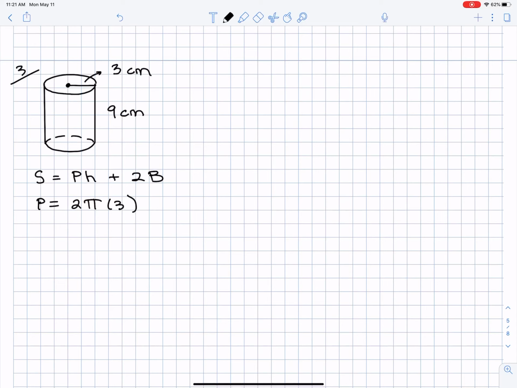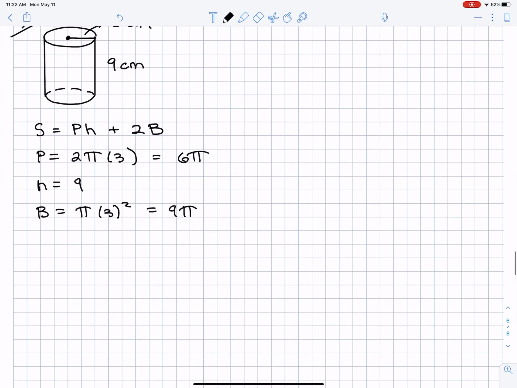I'm not going to include units this time. We did enough units last time. I'll just include the units at the very end because we know the units are going to be centimeters squared. Okay, so that's our perimeter. That's going to be equal to 6 pi. Now let's talk about our height. Our height is 9 centimeters. And then we have our bases. One of our bases is the area of a circle, and that is pi times r squared, where r is 3, so that's 3 squared, or 9 pi.